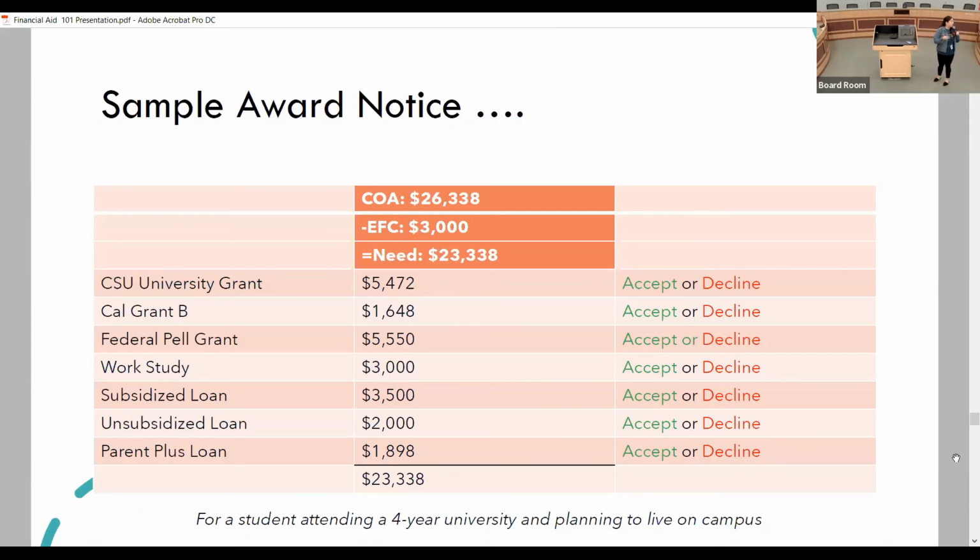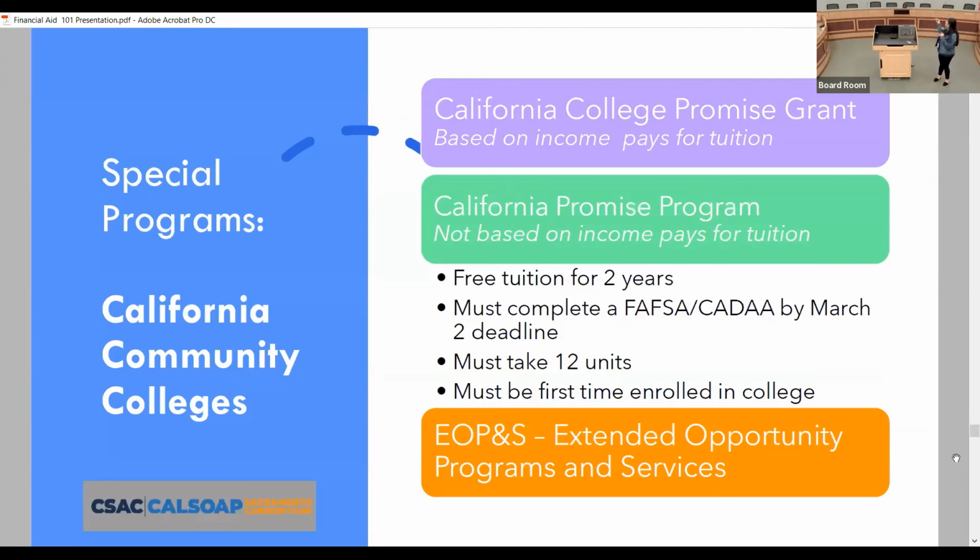Any questions? Okay. All right, just real quick, because I have about 10 minutes. There are special programs in all of our systems. Right now, the biggest one that people are talking about is the free college at community colleges for 2 years. Students will say, I heard you can go to community college anywhere in California for 2 years for free. 100% true. There are 118 community colleges in California. I can go to any one of them for free. But I have to do these 3 things.